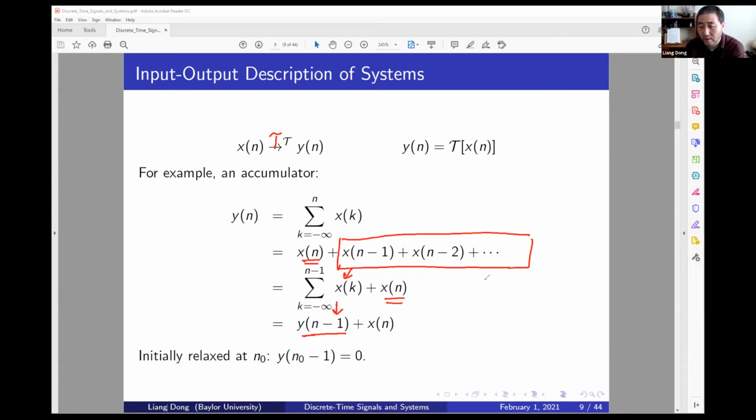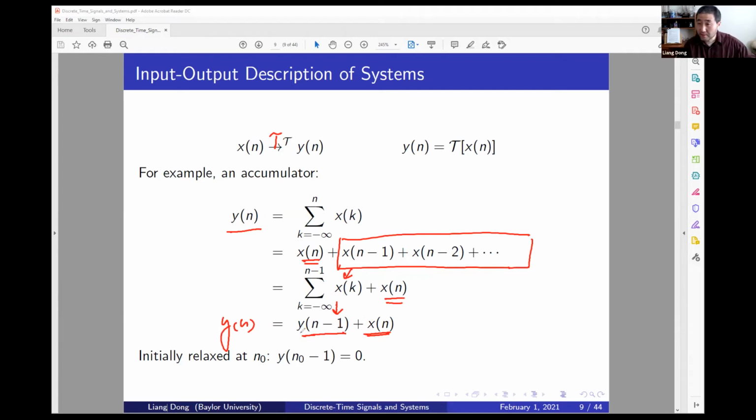The first one is the naive approach. I just get input every time. When I want to give you the output yn, I need to check all the input, current time and all the past, and add them together. The second approach is I don't need to check all this input. Every time I need to provide you with yn, I can just add the current input onto the memory.